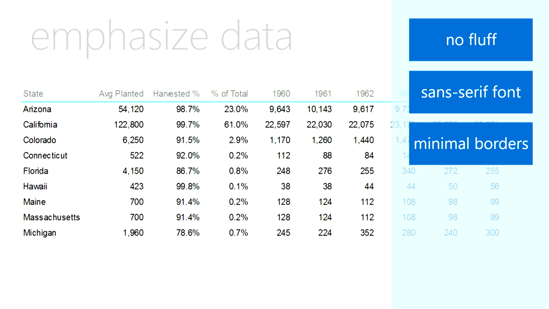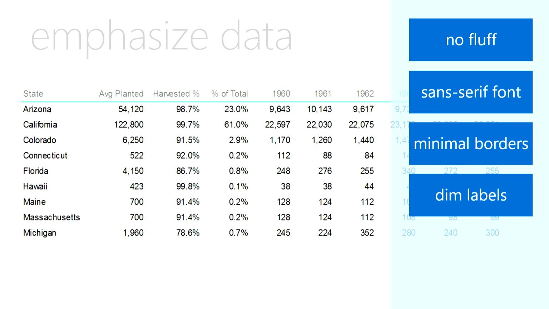I talked about minimal borders. That means different things to different people, but some people would find this too minimal and hard to read. Alternating row colors or thin grid lines, as I mentioned, are other options you can play with. And again, we're getting into subjective design here, but one of the principles that I try to follow is have the data values be emphasized and the metadata and the labels be de-emphasized or dimmed a little bit.